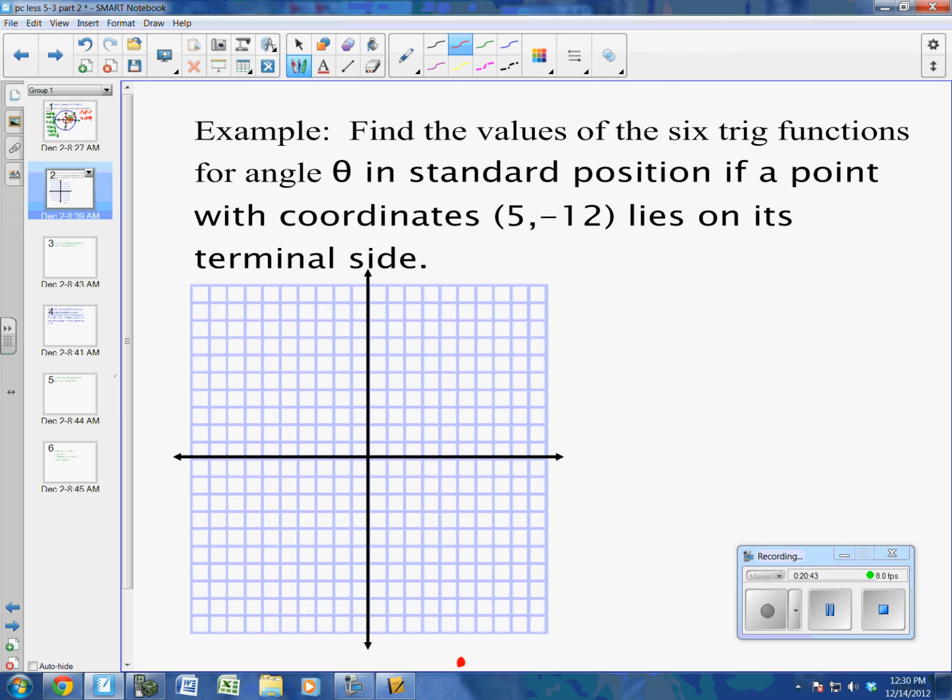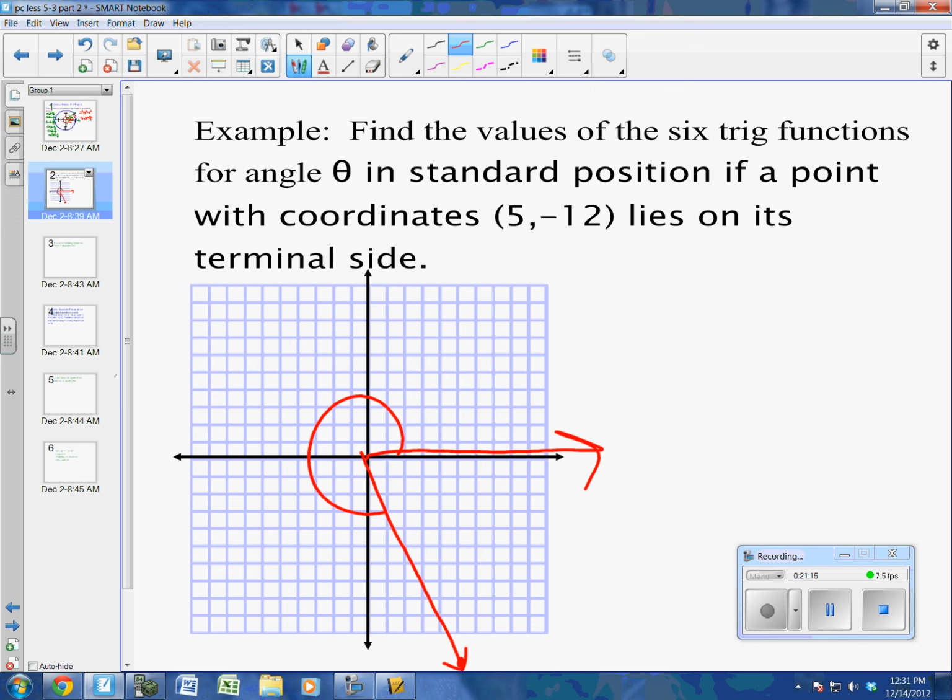Okay, and it says that the point 5 comma negative 12 lies on the terminal side. So what does that mean? What does that mean, Sadie? If it has a terminal side, what is it? It's an angle, right? Okay, it's an angle. Here's its initial side, right? And its terminal side is down here, right?